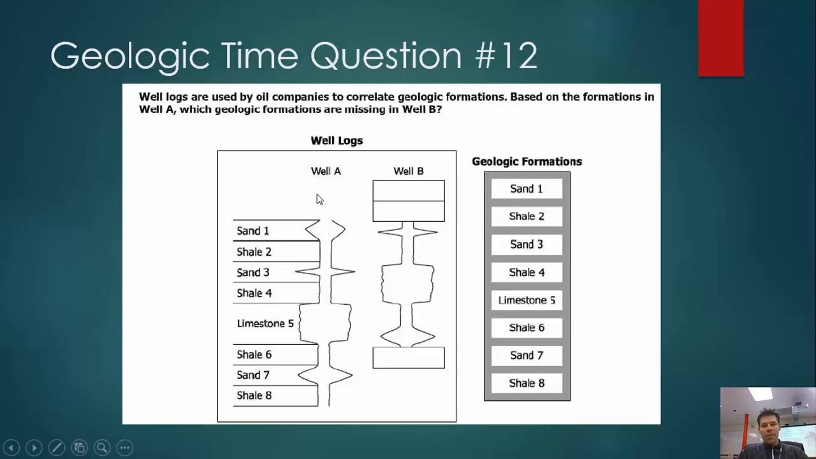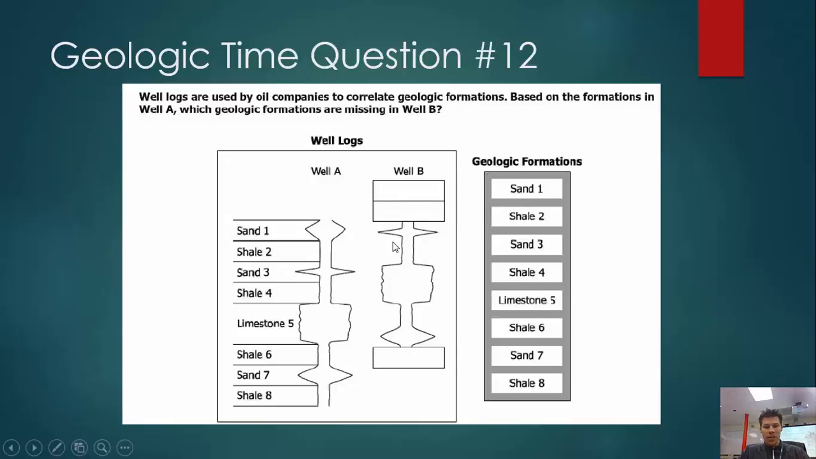Now when you went to well B, they couldn't find anything above this symbol right here. So what they're asking you is, what is actually up here? What's above sand number 3? Because this is sand number 3, and so is this. This is a really easy question. It's just worded in a strange way that makes it difficult. All they're asking is, which one of your geologic formations goes right here?